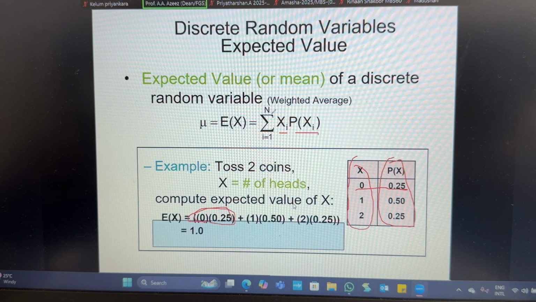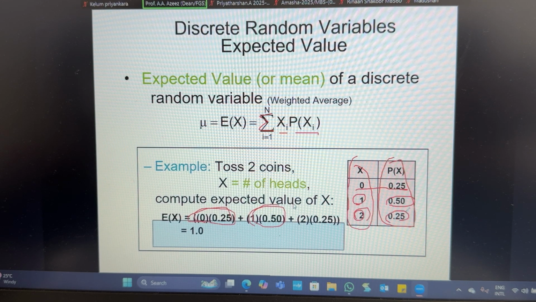Why is it plus? Because here you have sigma. So plus, what is the next possibility? 1. It's associated with 0.5 here. So when you multiply this, 1 multiplied by 0.5. So the next possible outcome is 2. So the probability associated with 2 is 0.25. So this is multiplied here. Then when you add all 3, you get 1. So the mean is 1.